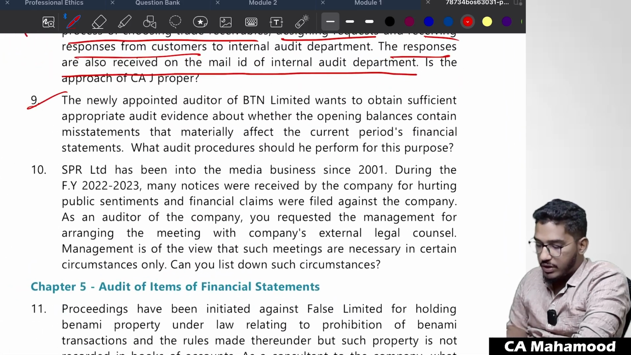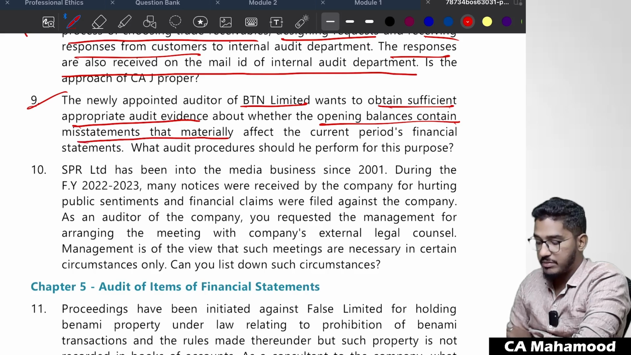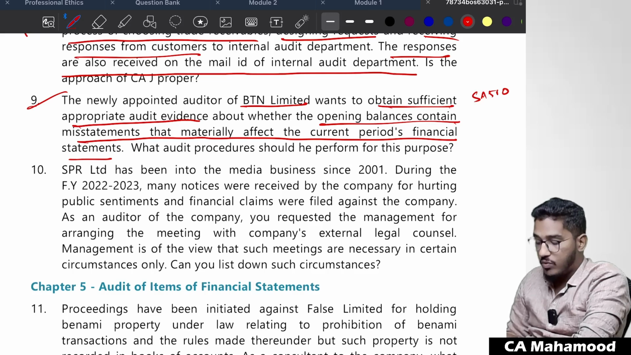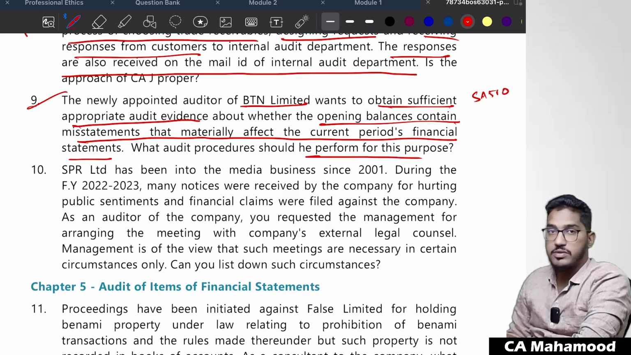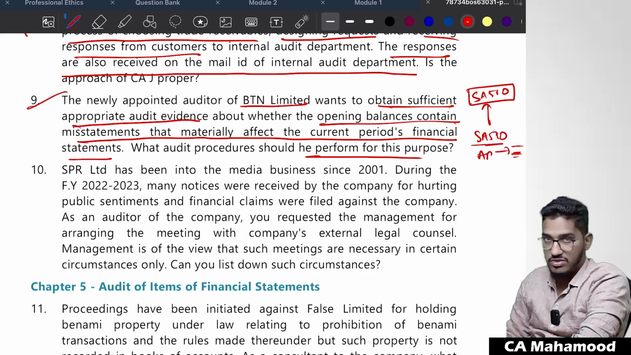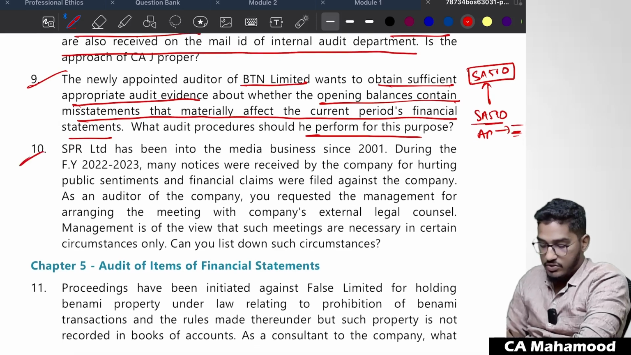The newly appointed auditor of BTN Limited wants to obtain sufficient and appropriate audit evidence about whether opening balances contain a misstatement that materially affects the current period financial statements. They are talking about opening balances. Which standard should strike your mind? SA 510. And what is the question asked? What audit procedure should he perform for this purpose? In order to obtain audit evidence regarding opening balances, what should you do? So if you refer to SA 510, in that the audit procedures paragraph will be there. That audit procedures paragraph, you have to write it here. Straight away question. Next one.